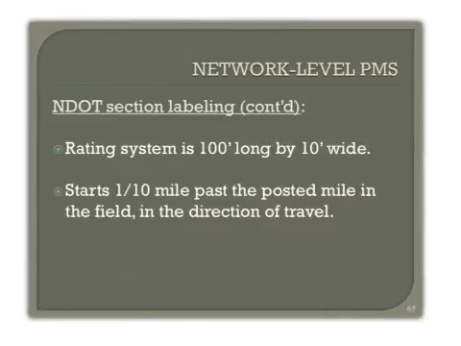The rating system under Nevada DOT is 100 feet long by 10 feet wide. This is the section area that is going to represent every mile. They start at 1/10th mile past the posted mile in the field in the direction of travel. This is the way they would pick the section, which is again 10 by 100 to represent every milepost.